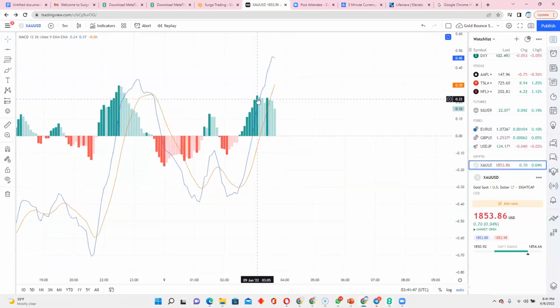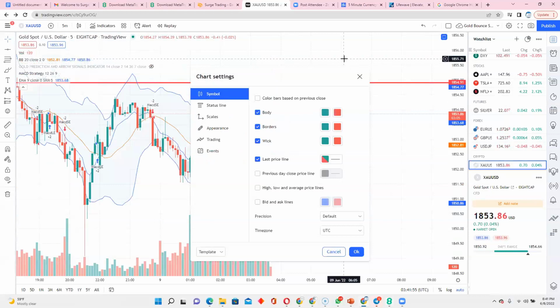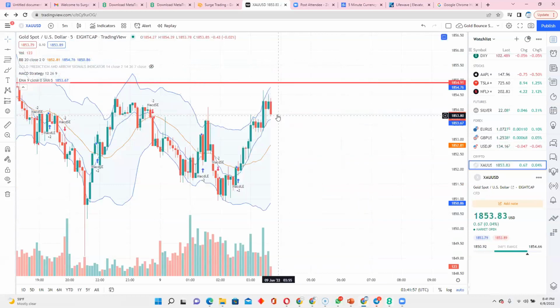Right here with the momentum, it was right here and it started going down. So the momentum's going down on the MACD. And then what do we see when we look at the Bollinger Bands? The same thing. The Bollinger Bands was right up here. We took the trade. Now it's going down, down, down. So this is what we wanted.